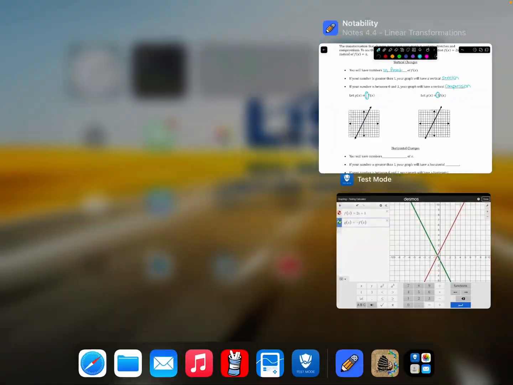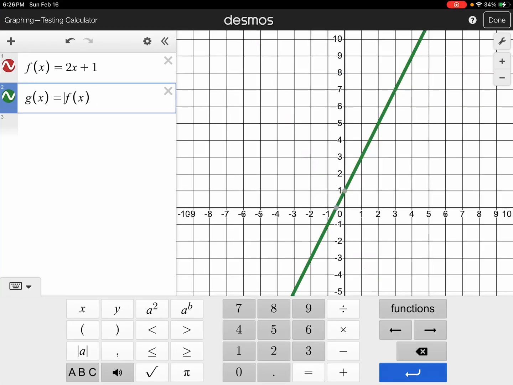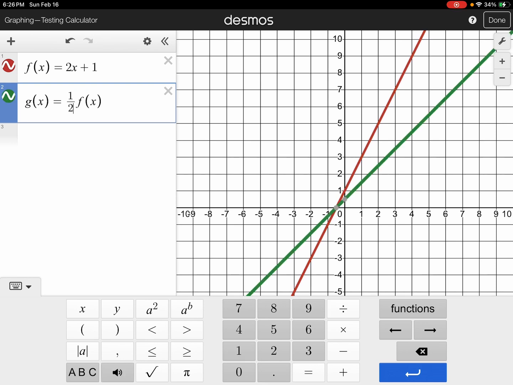Okay, so what we're going to do is we are going to go to Desmos. I already have the right thing put in here. Our original graph is red. Our new graph is going to be green. And I'm going to start by putting 1/2 in front of f of x. And for whatever reason, it's not happy with me right now.